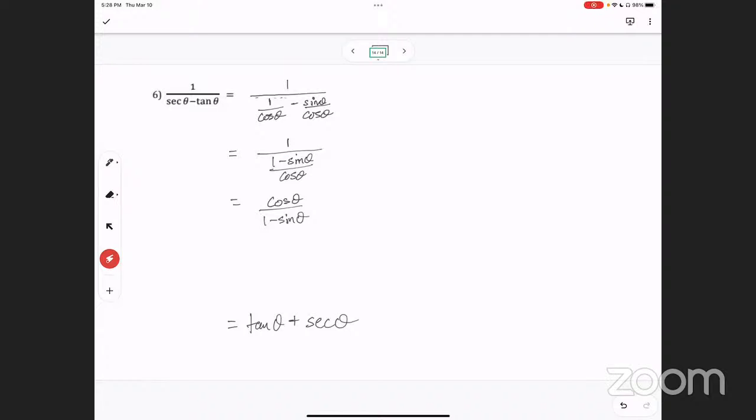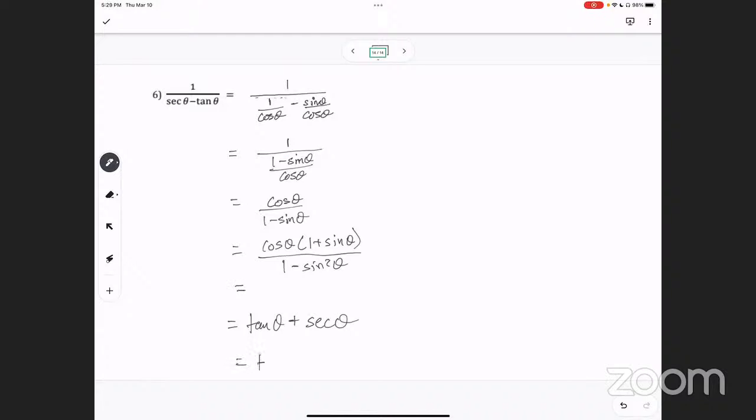Now since it's just down to 1 fraction, I can multiply by 1 plus sine theta. Perfect, good job. So this would be cosine theta times 1 plus sine theta. What is that going to equal down here when I multiply that by 1 plus sine theta? It'd be 1 minus sine squared theta. Which really equals what?